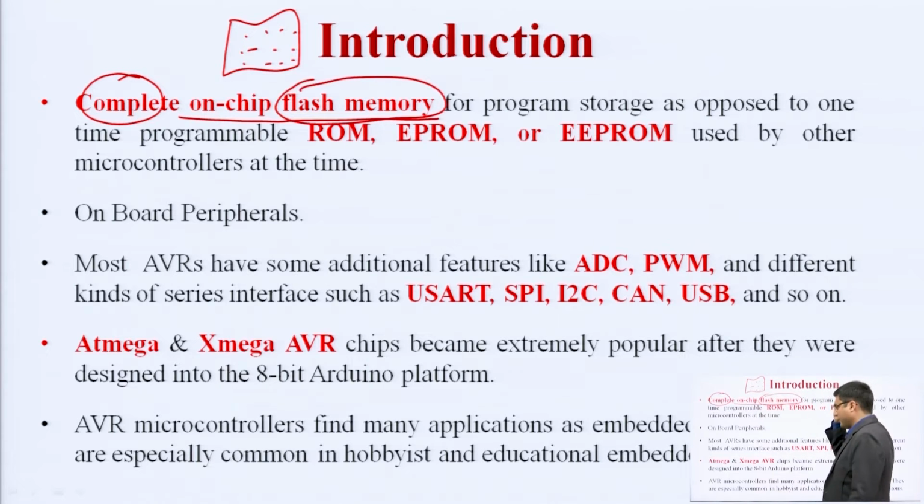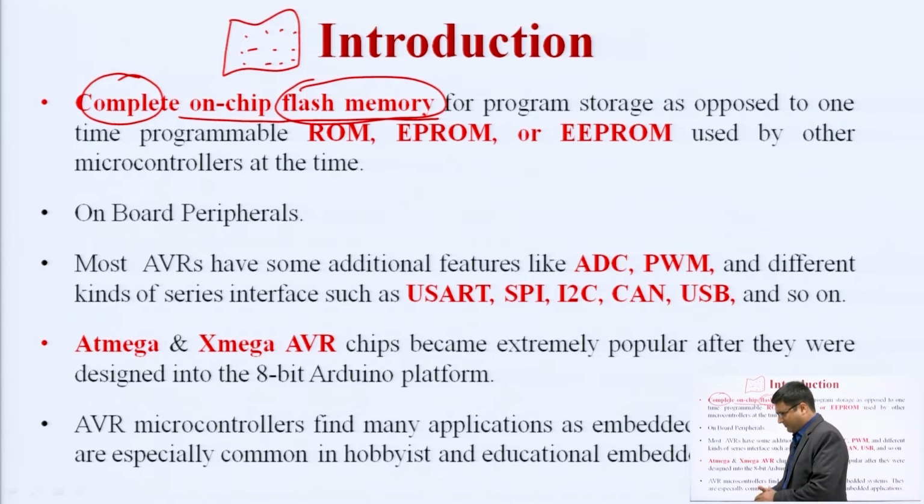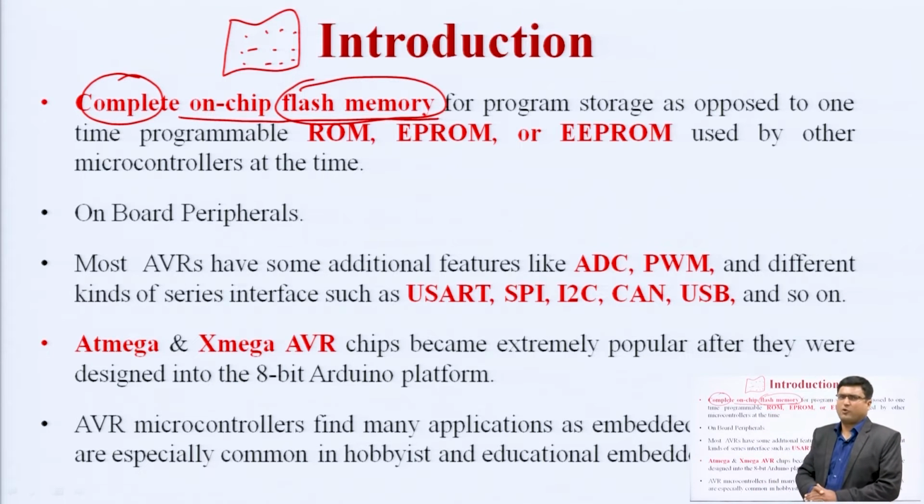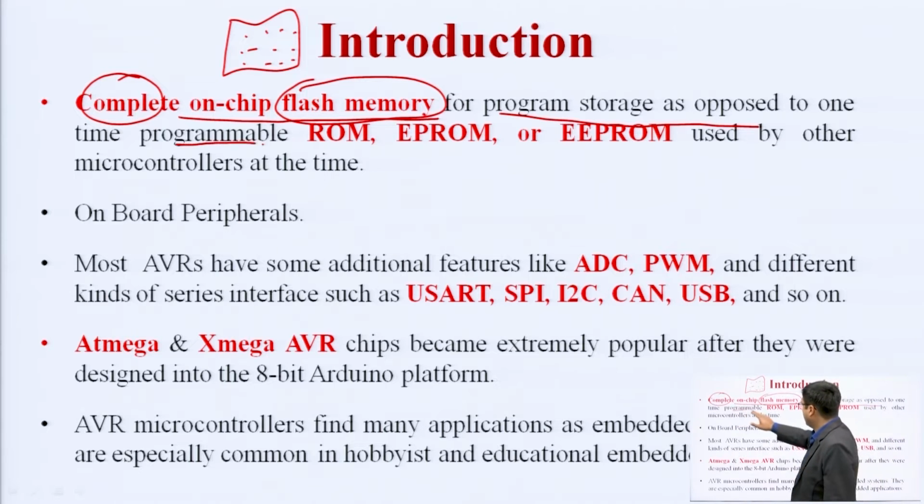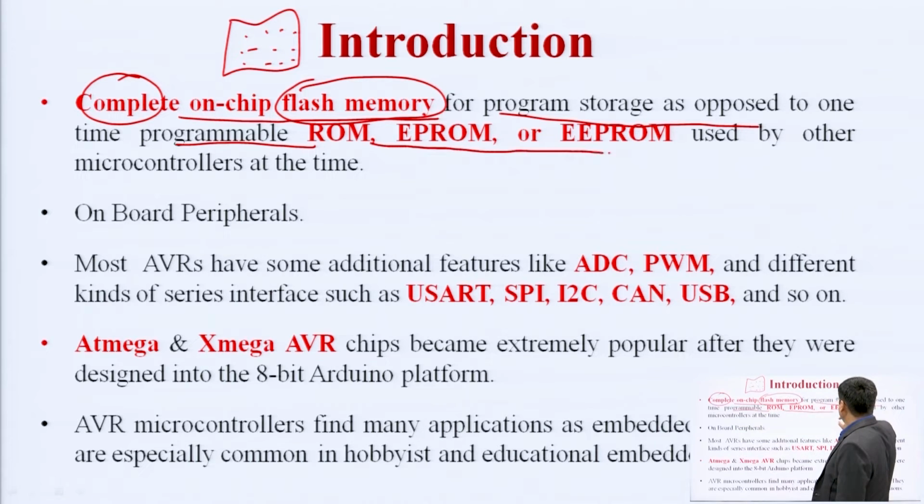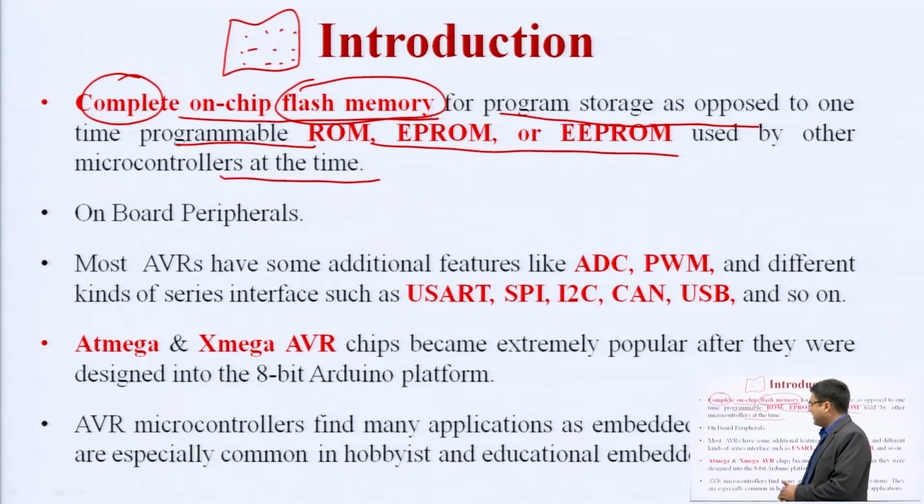AVR has a flash memory. There are other memories available. We have seen RAM, ROM, etc. And one of the important features of AVR is that it has a flash memory, for program storage, as opposed to one-time programmable ROM and EPROM, which were used by other microcontrollers at that time. We have seen in our previous lectures that there are other memories available, ROM, EPROM.